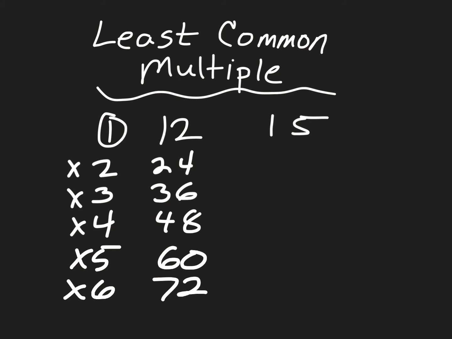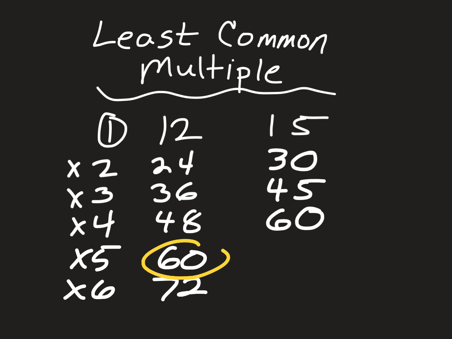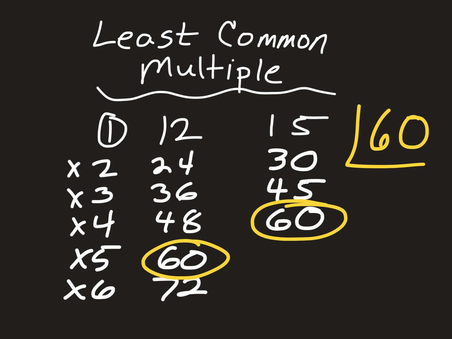So obviously I've got 15 times 1 is 15. 15 times 2 would be 30. 15 times 3 would be 45. 15 times 4 would be 60. So voila, look right there. That is a multiple that they have in common, and it's the smallest one. So your answer for problem number 1, what do 12 and 15 have in common? Their least common multiple would be 60.